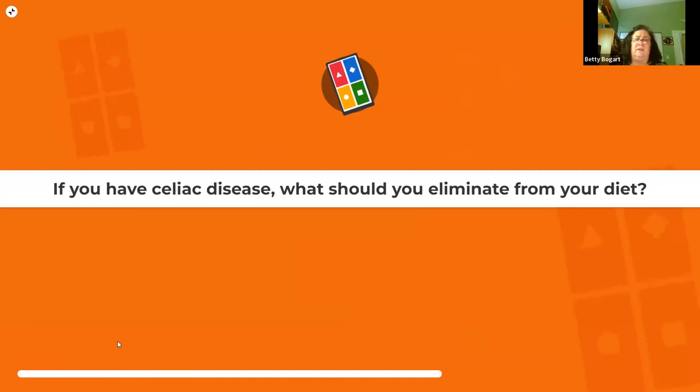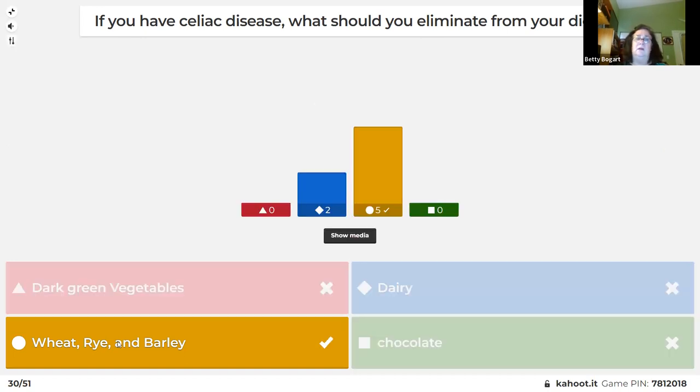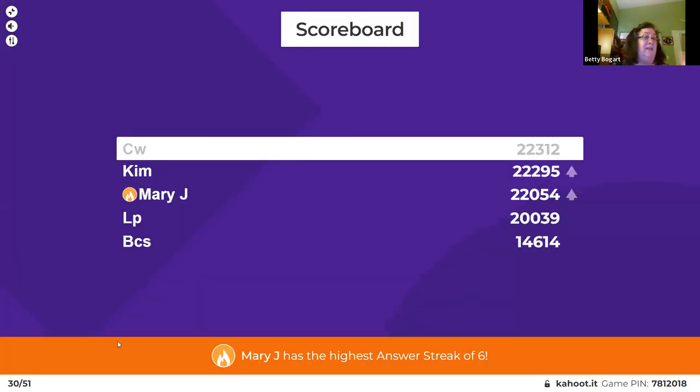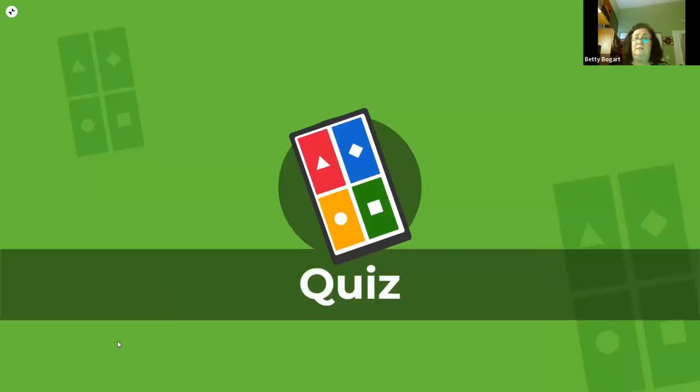If you have celiac disease, what should you eliminate from your diet? Wheat, rye, and barley is what we need to get rid of. So anything that's breaded, your chicken nuggets, fish sticks, any of those things, these children can't have unless it says gluten-free. We're lucky today, they have a lot of gluten-free out there. When I started nursing in peds, they didn't have those things.